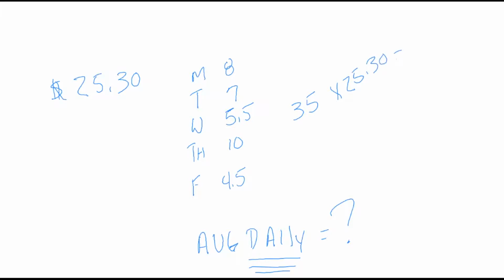Okay, break out my calculator. 35 times 25.30 equals 885.50. Yeah, okay, I was right. I forgot we were making more than a day. All right, how many days? 1, 2, 3, 4, 5. So that's divided by 5.